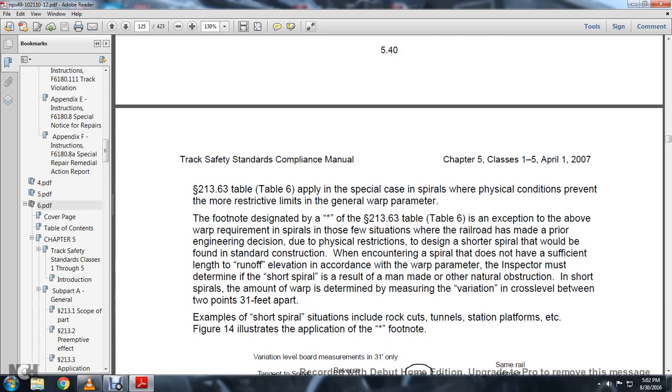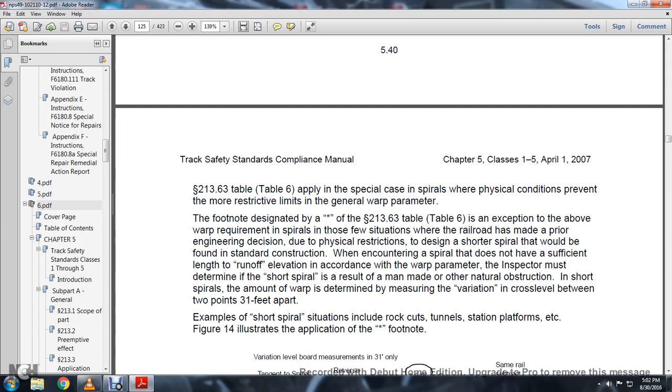The footnote designates a Statute 21363 table as an exemption above the warp requirement. Special rules apply in few situations where the railroad has, prior to their engineering decision, a physical restriction that led to a short spiral that would not be found in standard construction. When encountering a spiral that does not have a sufficient length of runoff elevation in accordance with the warp parameter, the inspector must determine if the short spiral is the result of a man-made or natural obstruction.